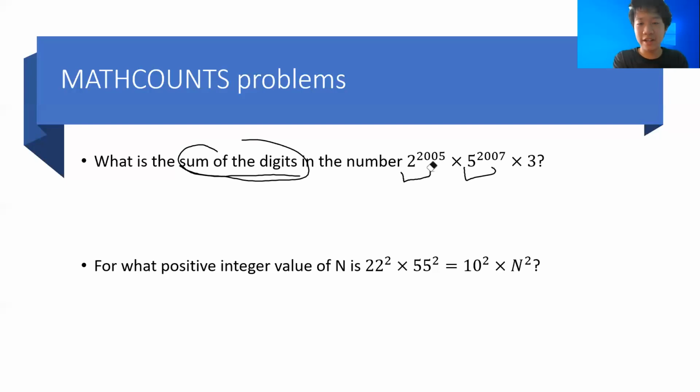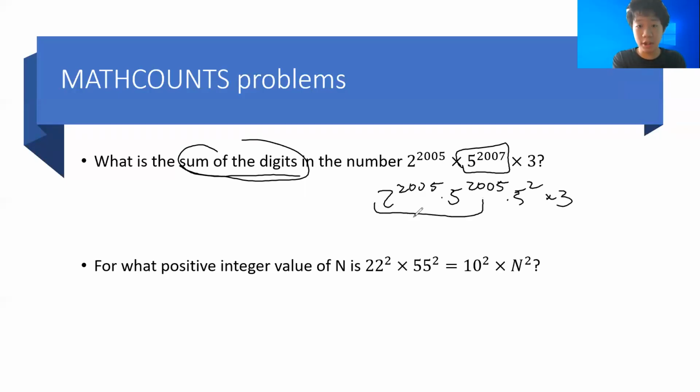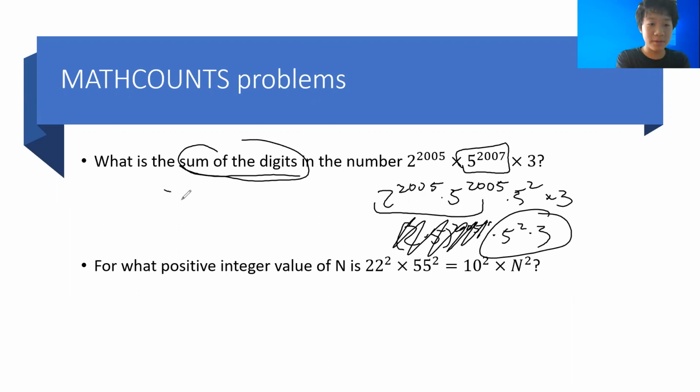All right, so first we need to find how many trailing zeros there are. Well, 5 to the 2007 can be split up into 5 to the 2005 times 5 to the second, multiplied by 3. Okay? These two, reverse distributive, 2 times 5 to the 2005, 5 squared times 3. All of this is trailing zeros right here. So it does nothing to add to our sum, so we can just ignore all that. All we have left is 5 squared times 3. That's just 25 times 3, which is 75. All you do is add these two digits together, 12.